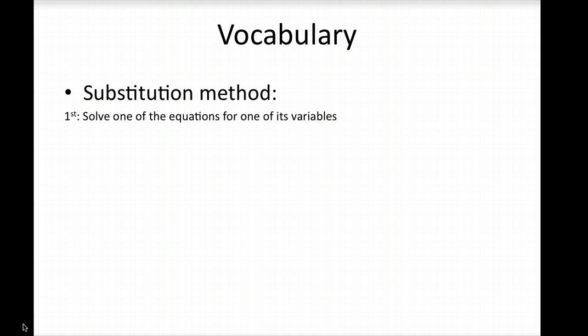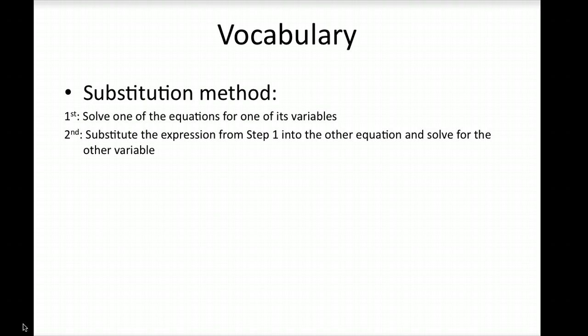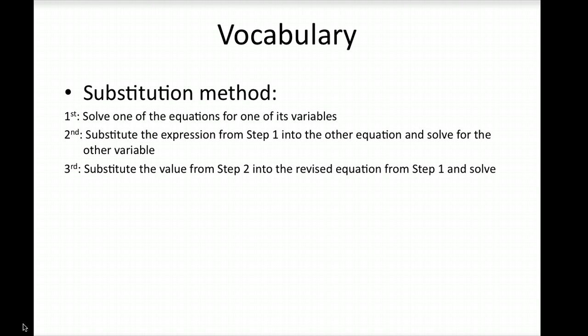The substitution method. Your first step is you solve one of the equations for one of its variables. Second, you're going to substitute the expression from step 1 into the other equation and solve for the other variable. Your third step, you're going to substitute the value from step 2 into the revised equation from step 1 and solve. And then you have your solution. Once again, with the solution, you can always go back and check those.